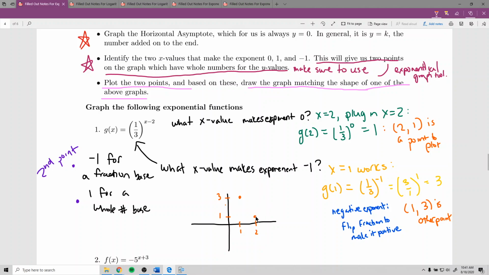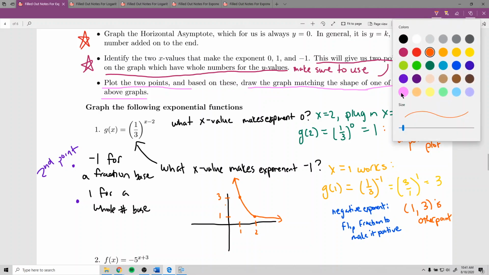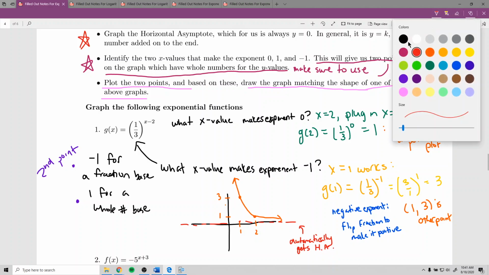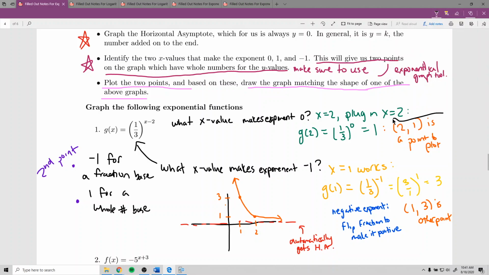And it's going to make the graph for you. It's going to make that curve shape as long as you pick the correct graphing tool. And it's also automatically going to fill in the horizontal asymptote. It's not going to draw the dashed line, but it knows it's there. All right, so ultimately, your goal for these problems is to find 2 points on the graph and use the correct graphing tool.